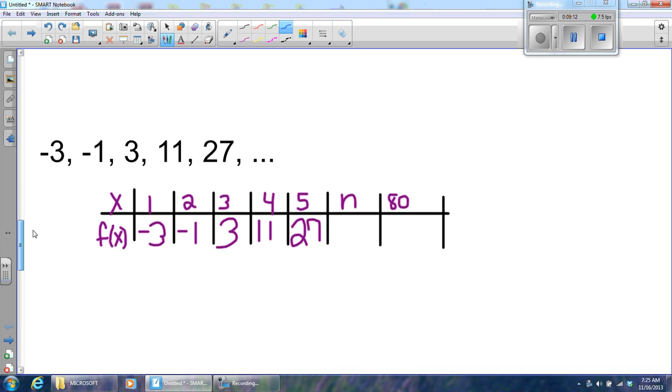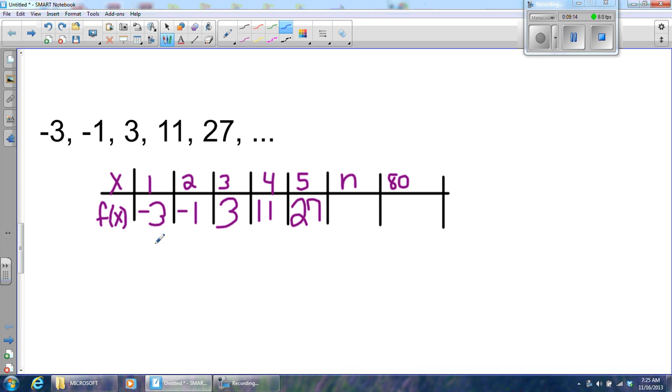Okay, so let's go down here and let's try this one. I want you to see if you can do it. All right. Go ahead and pause the video. Go ahead and find the first differences. And then when you're ready, unpause the video.